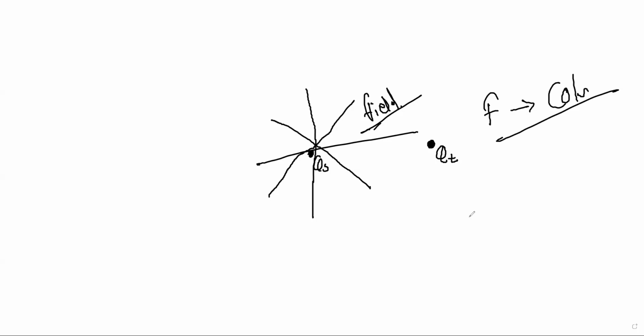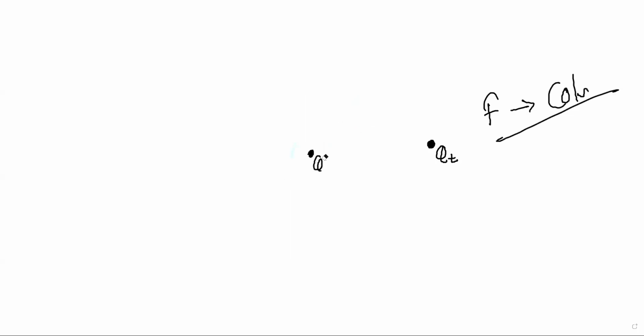But what will happen if the source charge has some different configuration, such as, let's say, a line charge? Line charge means what? All those charges are placed in a line. They are uniformly distributed.